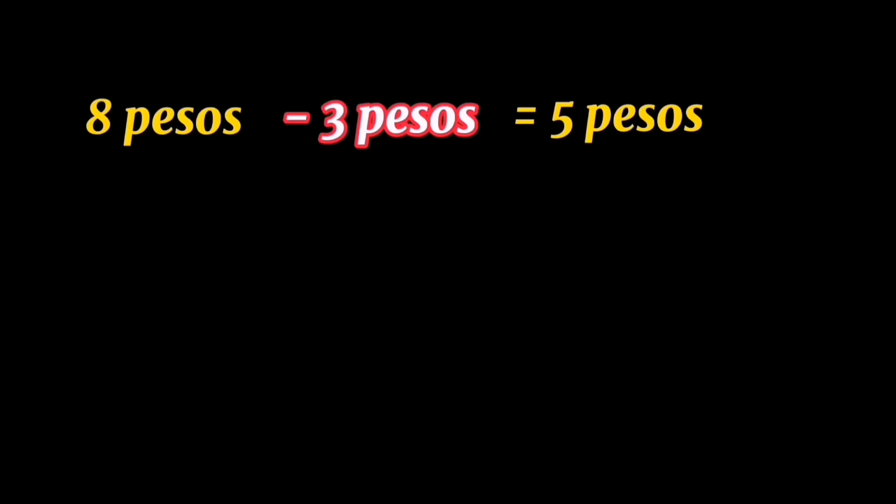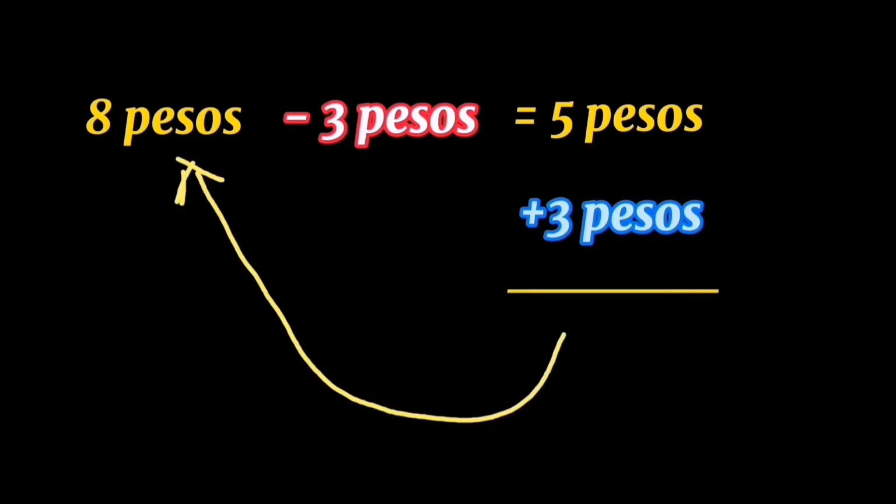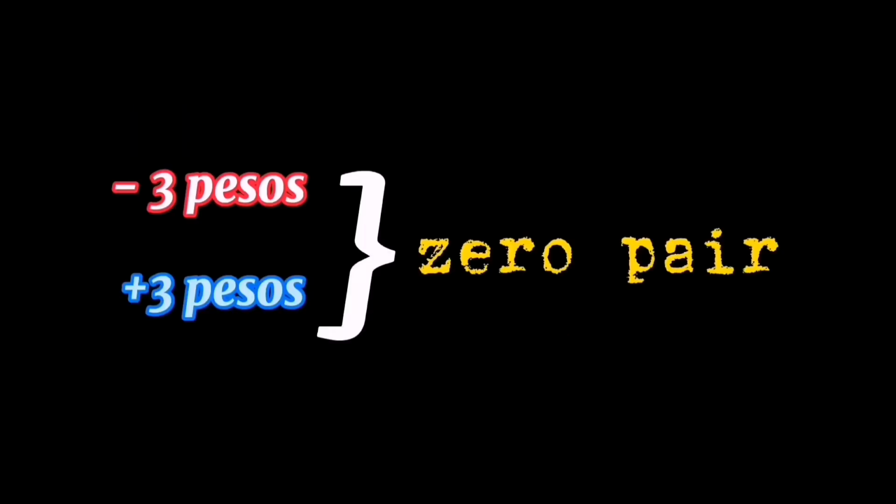But soon after the second game, you won 3 pesos. Then you'll get back to what you had at the start, which is 8 pesos, right? These are called zero pairs. Zero pairs they are called since they outdo each other.